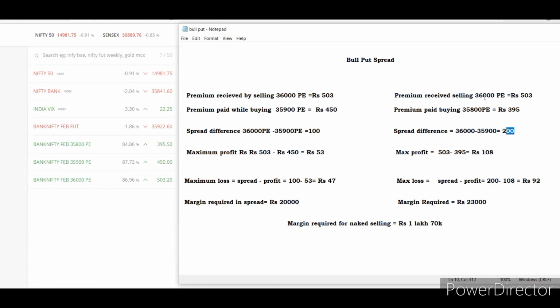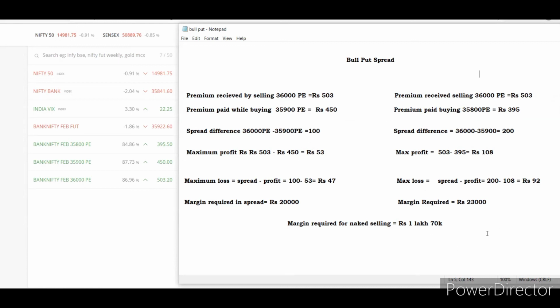The difference between the two strikes here is 200. On the other hand, earlier it was 100 rupees. Here the profit has increased from 53 rupees to 108, but similarly your loss has also increased. The formula is the same, spread minus profit. So here your spread is 200 rupees, profit is 108, therefore your maximum loss is 92 rupees. So if you are a risk taker, you can go with a spread where the difference between the two strikes is bigger. And if you don't like to take big risks, then you should go with a spread that has a 100 point difference.